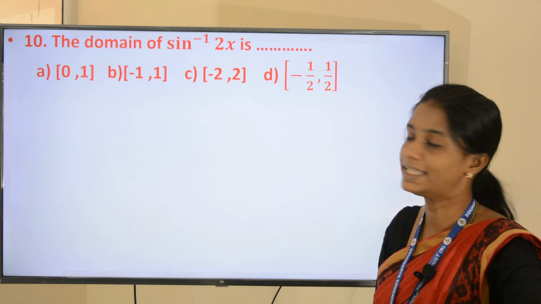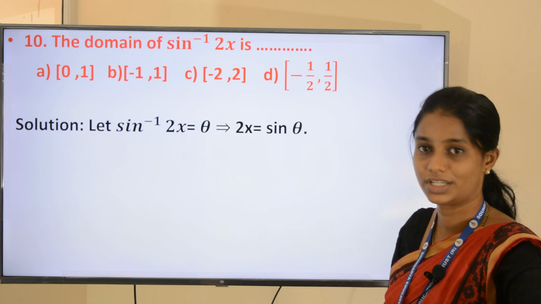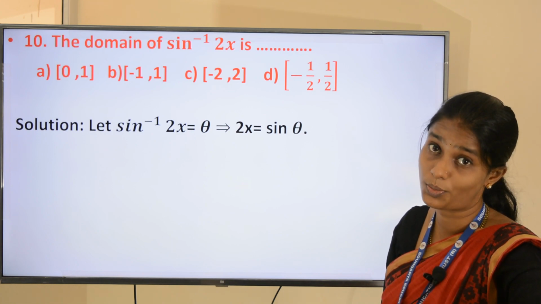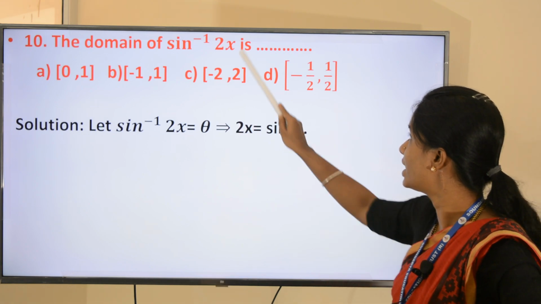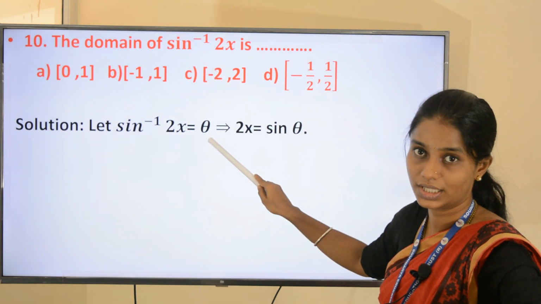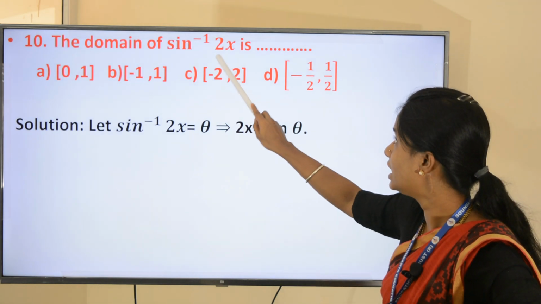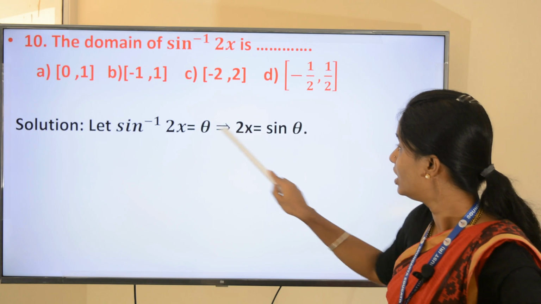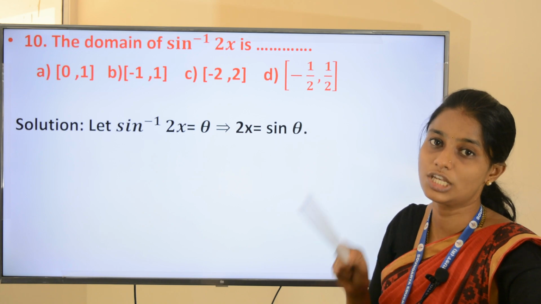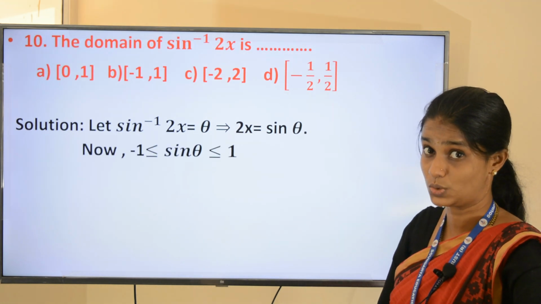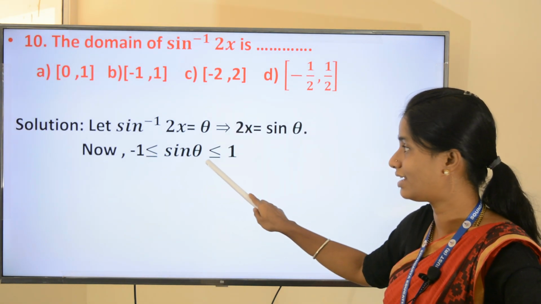Now how can we solve this? How can we find out the domain? What is the domain for the inverse trigonometric function sine inverse x? Its domain is closed interval minus 1, 1. Okay. Now what I will do, students, sine inverse 2x I will replace with theta. Then 2x can be written as sine theta. Please observe, sine inverse 2x I have replaced with theta. Then 2x can be written as sine theta. Now sine theta lies in between, where to where? That is minus 1 to 1. Sine theta lies, minus 1 less than or equal to sine theta less than or equal to 1.